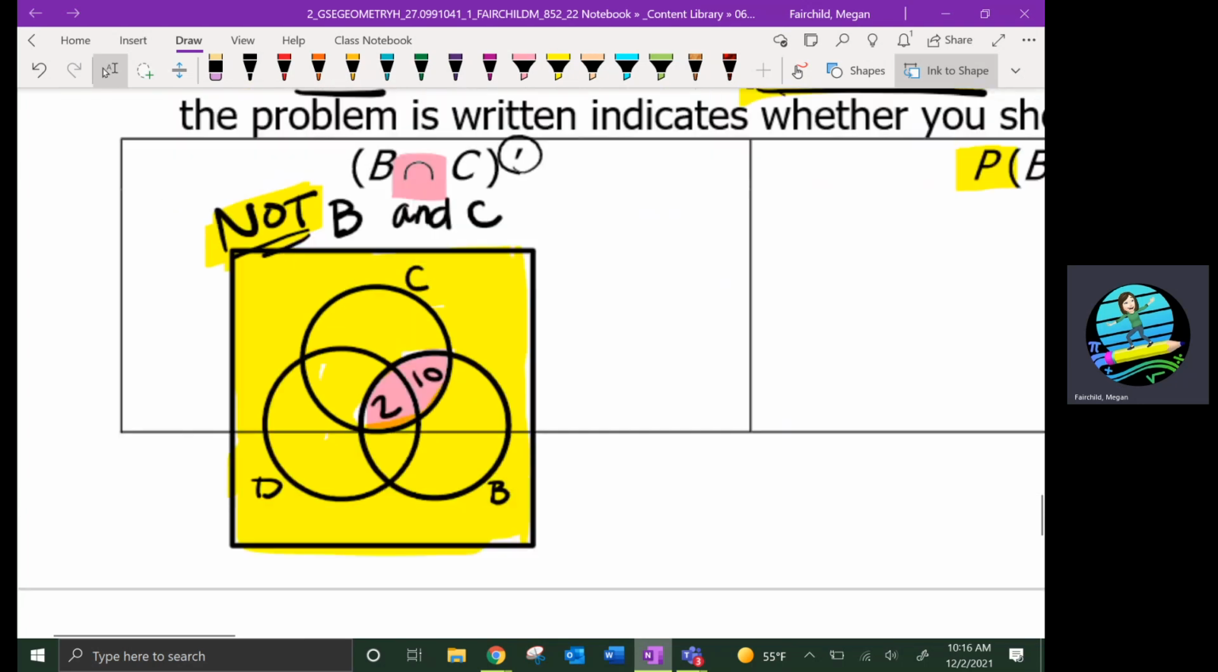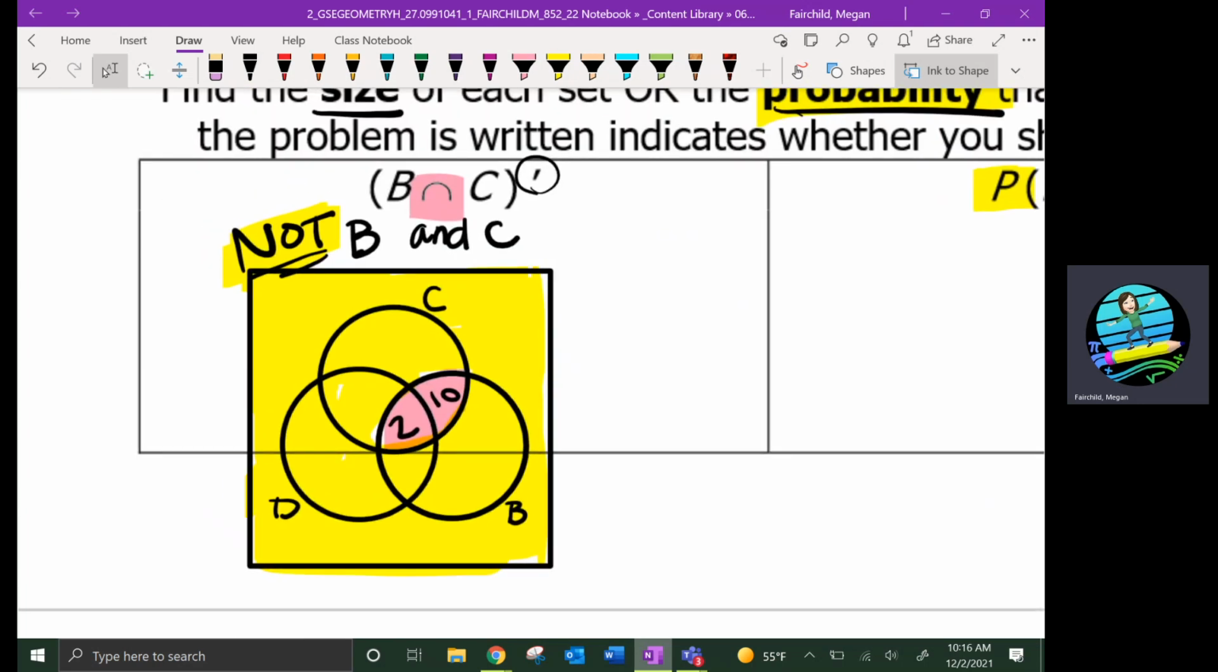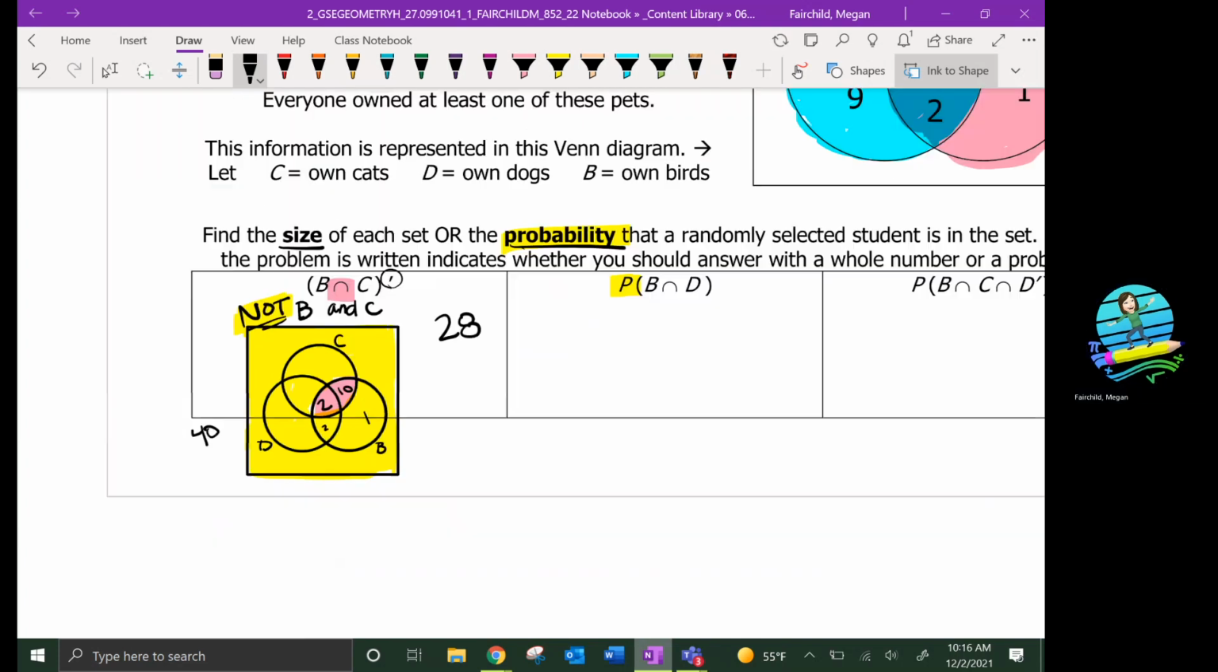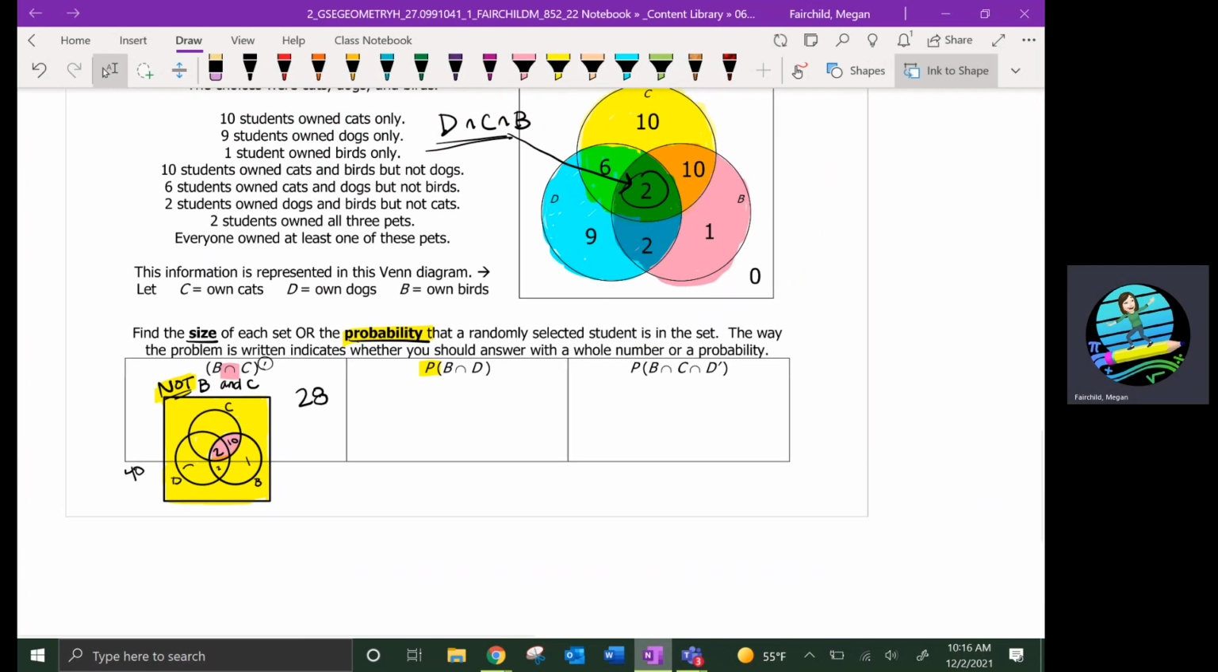What's the total that all of this should add up to? 40. So if I'm adding up everything except 10 and 2, what would I be getting? I should get 40 minus 12, which is 28. And if you sat there and added up all these numbers, that's what you would get, I think. 2, 1, 9, 6, 10, right? Y'all with me so far?